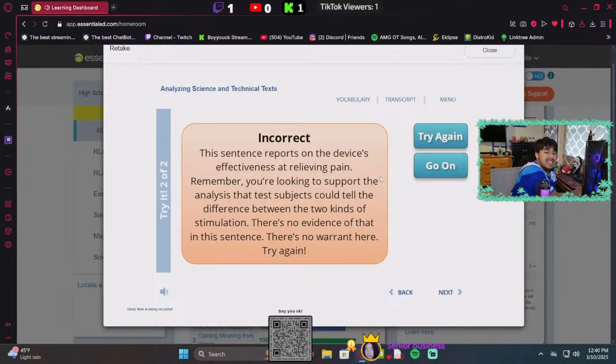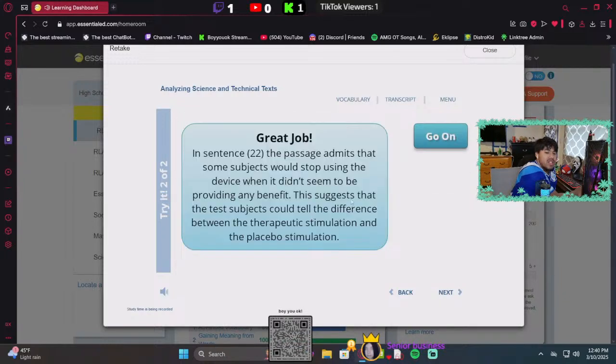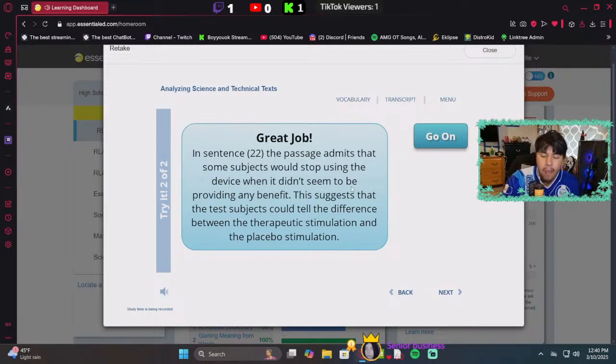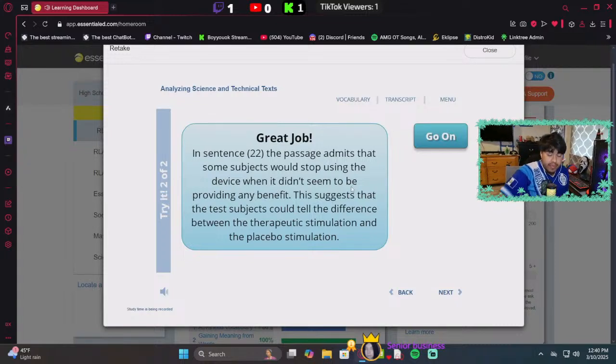Guess 19. This sentence. 22. Great job. There we go. In sentence 22, the passage admits that some subjects would stop using the device when it didn't seem to be providing any benefit. This suggests that the test subjects could tell the difference between the therapeutic stimulation and the placebo stimulation.